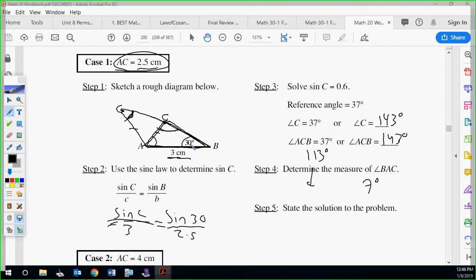Okay? So state the solution to the problem. So the solution to the problem for BAC is 7 or 113. So that means that that's 2 answers.